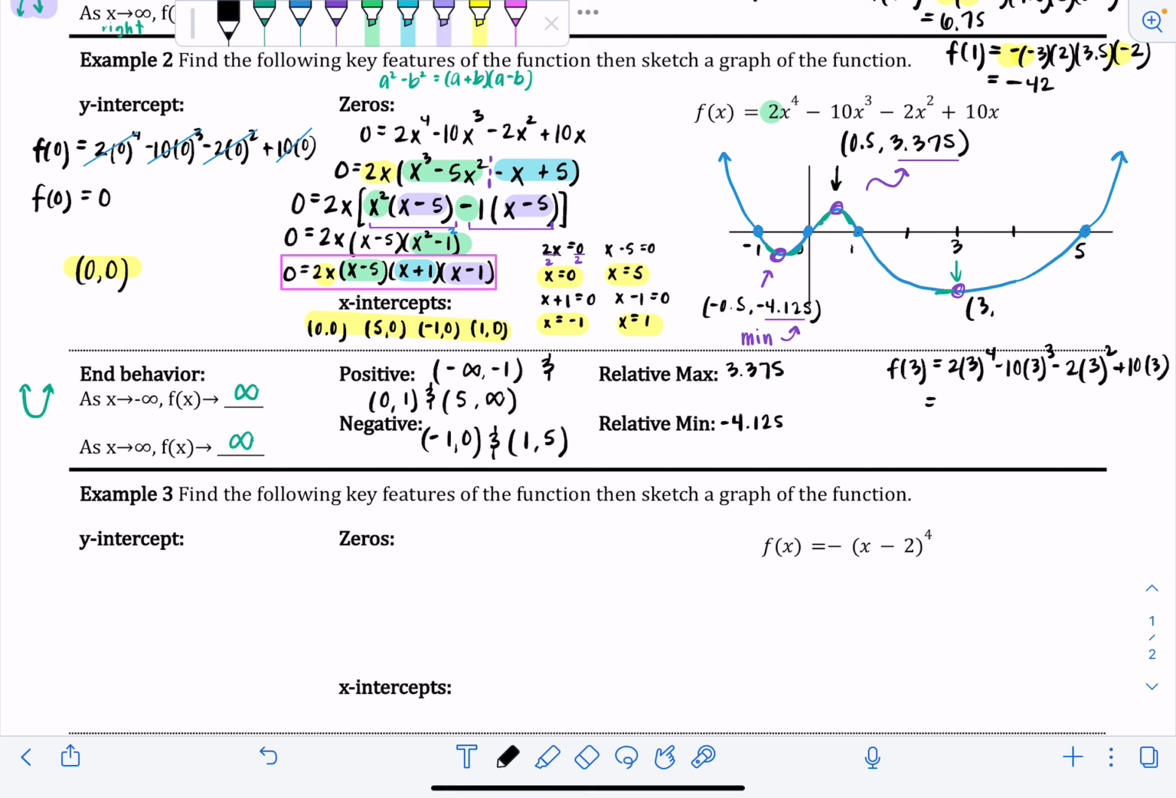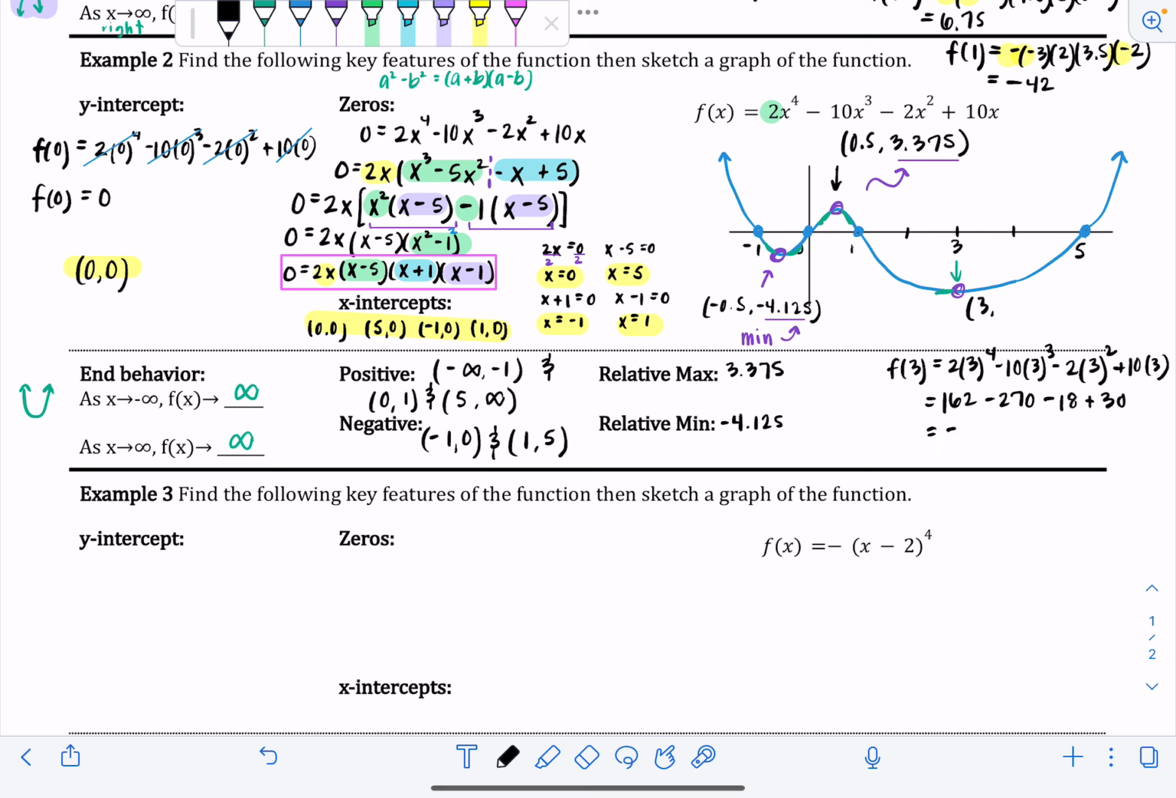So 3 to the 4th is 81, and then if I multiply that by 2, it's 162. 3 to the 3rd power is 27, and then if I multiply that by negative 10, it's negative 270. 3 squared is 9 times negative 2 would be negative 18, and then plus 30 at the end. So 162, and then minus 270 minus 18 plus 30 is negative 96.